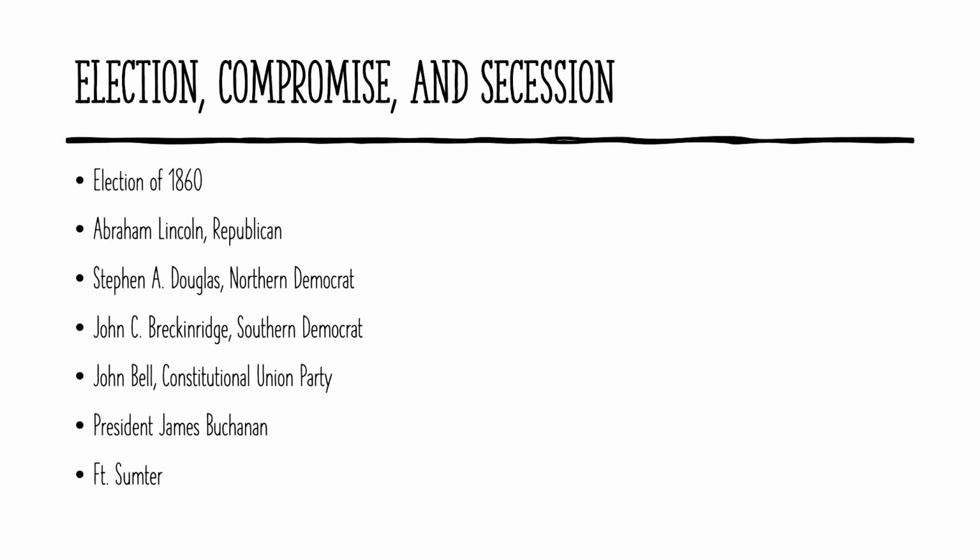All of this led into the election of 1860. The election of 1860 was a four-way contest. Abraham Lincoln represented the Republican Party. Stephen A. Douglas was a Northern Democrat, John C. Breckinridge a Southern Democrat, and John Bell a Constitutional Party candidate.